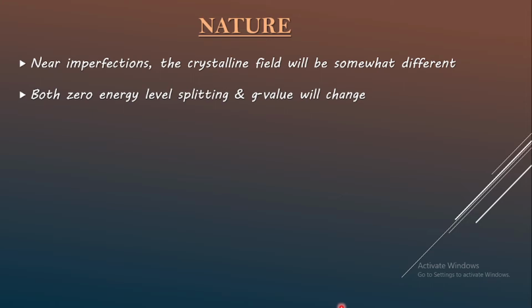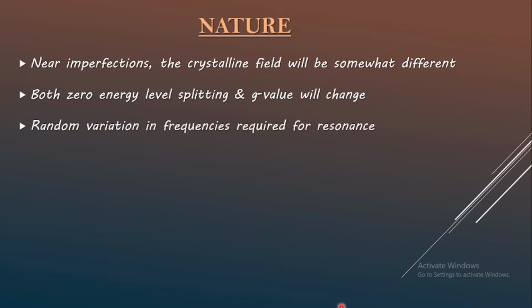So whenever imperfections are there, the crystalline field changes, that is, the zero-field energy level splitting. It means that energy levels are going to split even when we do not apply any field. So even when the external field is 0, energy levels will split, and also the g factor is going to change. Due to this, there will be a random variation in the frequencies required for resonance, and thus the resonance lines will be broadened.